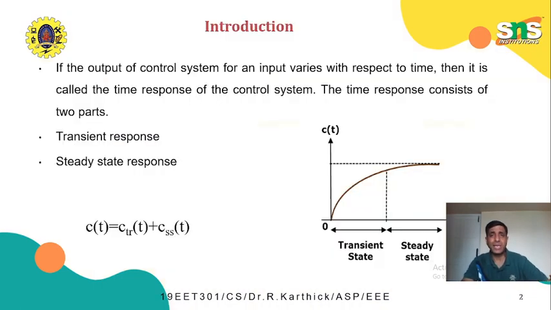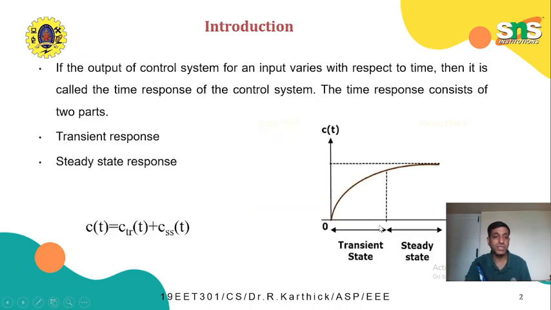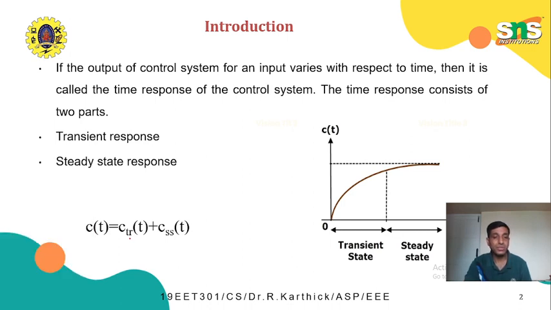So, what is this time response? If the output of a control system for an input varies with respect to time, then it is called the time response of the control system. Normally the time response consists of two parts: one is the transient part, the other is the steady state part.